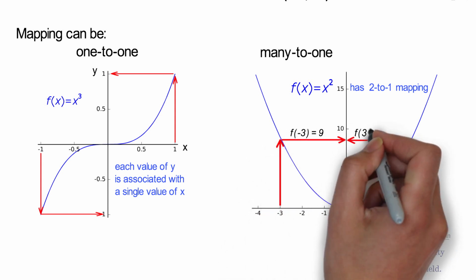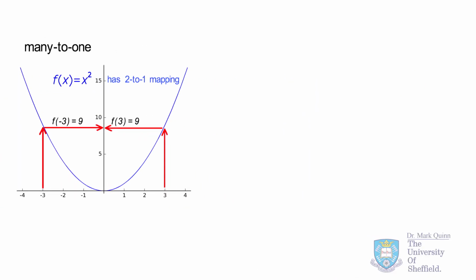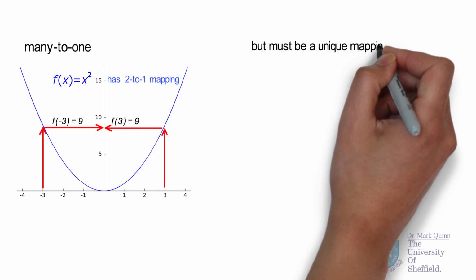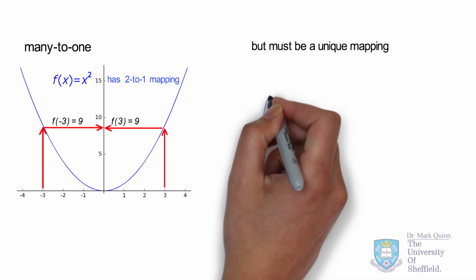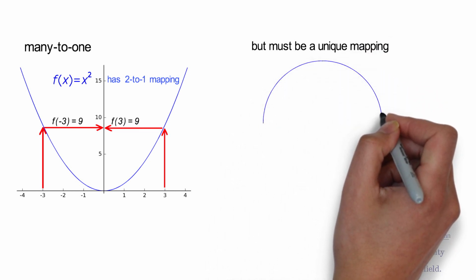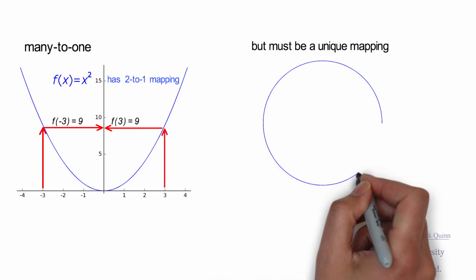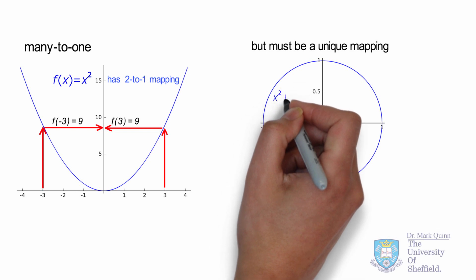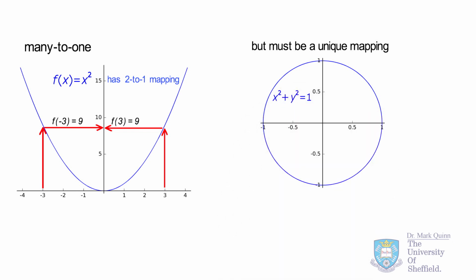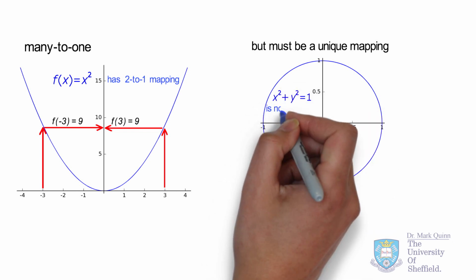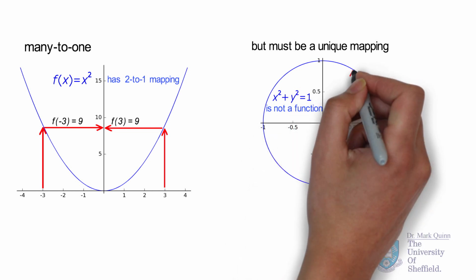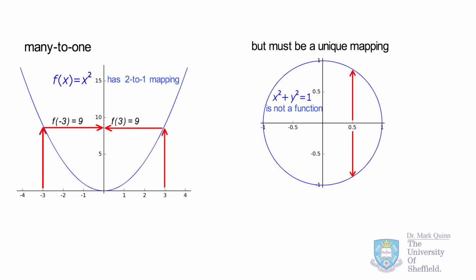To be defined as a function, the mapping must be unique. You cannot have multiple values of y mapped onto a single value of x. For example, in the equation of a circle, we can see that this is not a function because when we look at the mapping, we can see that a single value of x produces two values of y. And hence, the equation is not an explicit function.